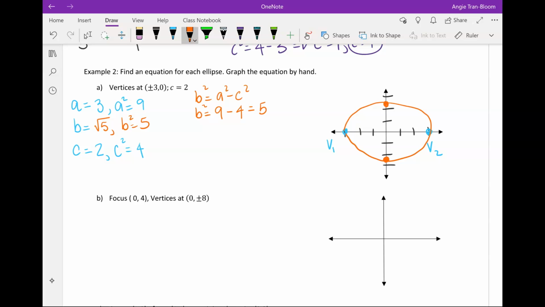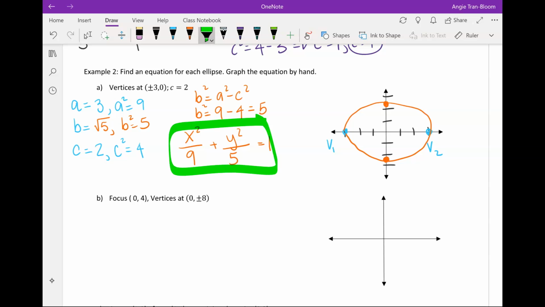Now we need to write an equation. Is this horizontal or vertical? Horizontal. So I'm going to write x squared over something plus y squared over something equals 1. How come I didn't write h and k? Yep, we love when the center is at 0, 0. So which one gets the a squared of 9? X or y? X, right? You're right, Quinn, because x is longer. So we get 9 here. And what goes under the y squared? 4 or 5? 5 is b squared. Okay, so box that up. That's your equation.